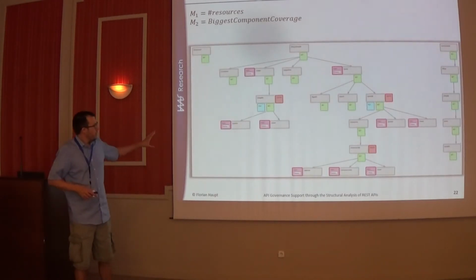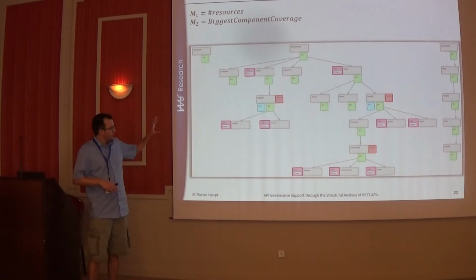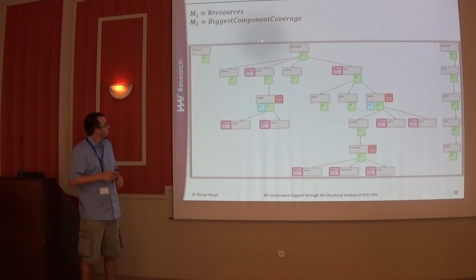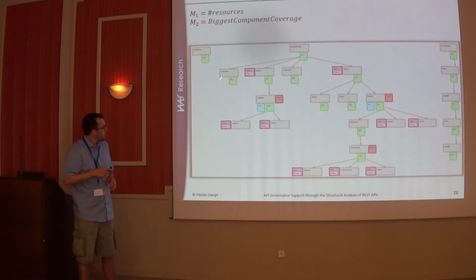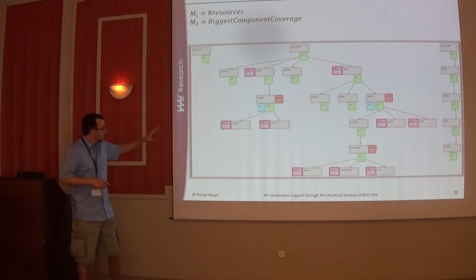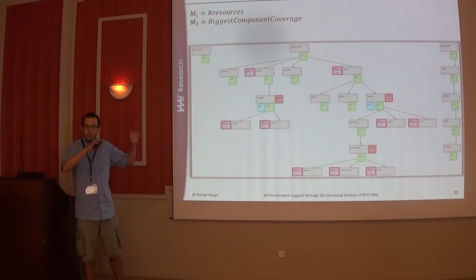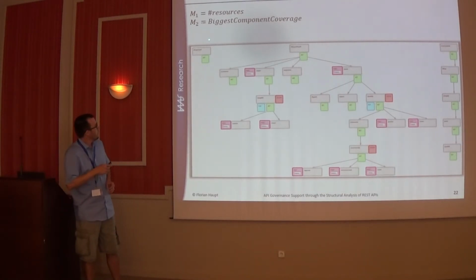Let me explain this on this example. So this is one API, the Globber API. The biggest component coverage is when you see this API, it has 3 distinct subsets, so disconnected subgraphs. This metric basically tells you, if you consider the biggest subgraph, which amount of the total API does it cover. For example, in this example, this is the biggest subgraph of the API, and it covers, I think, 75% of the whole API. So this is what the second metric tells us.